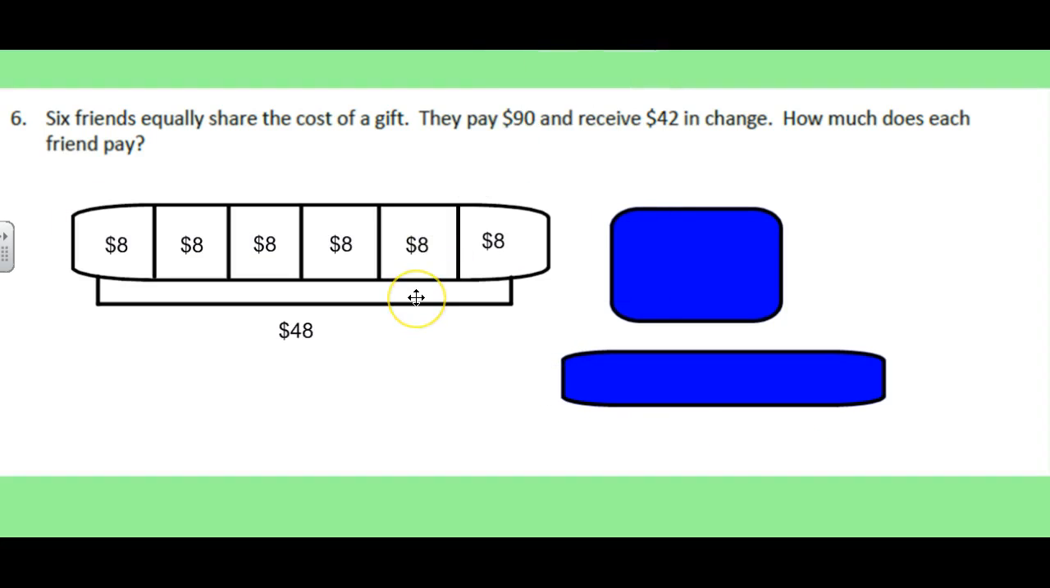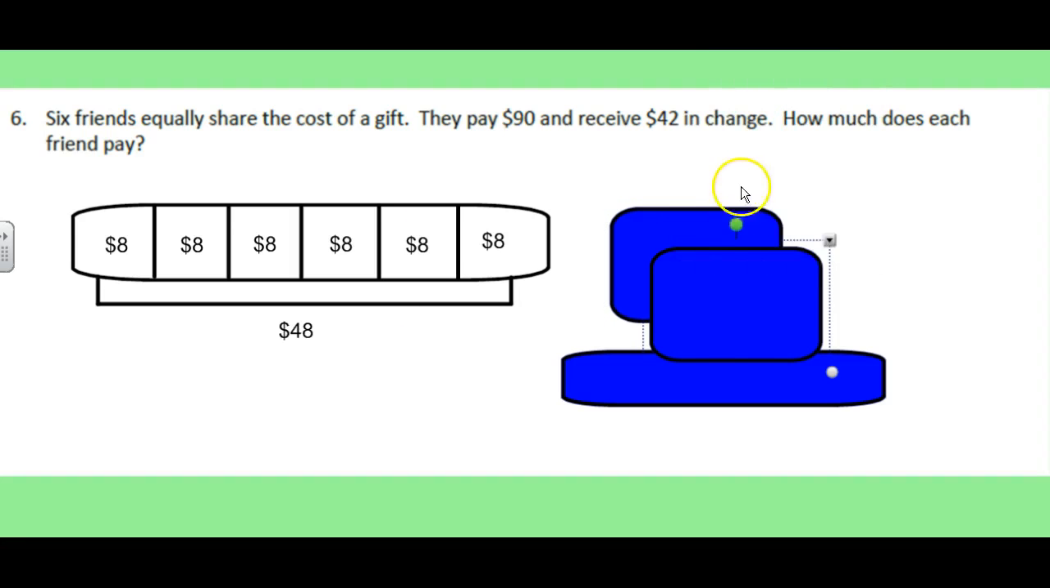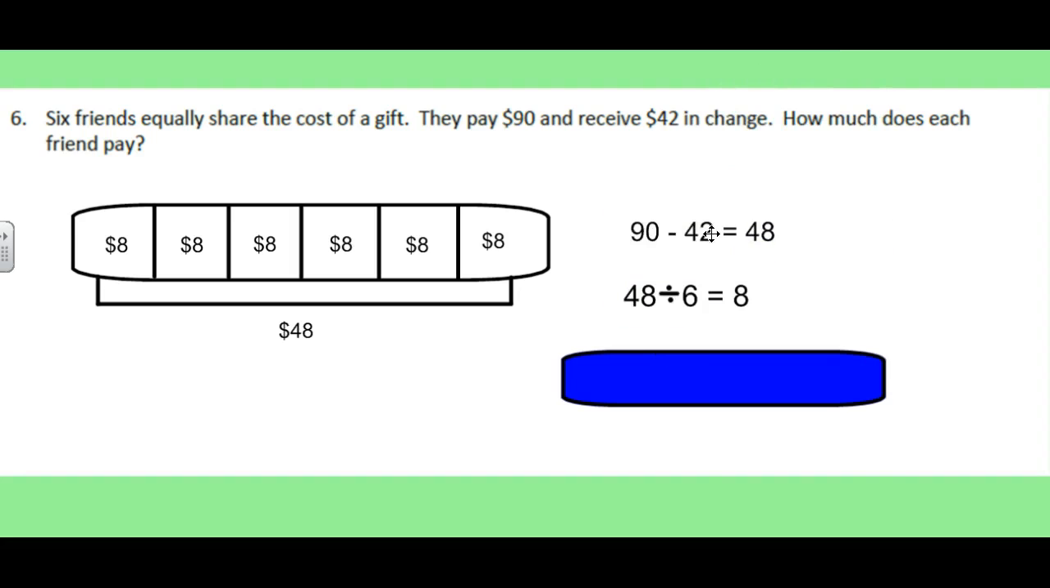Okay, I know that there are 6 friends, and I know that they are sharing the cost of a gift. That's why I have 6 sections. The first step I had to take was 90 minus 42 because they paid $90 and they got $42 in change. So I had to figure out how much they spent on the gift to begin with because it didn't tell me that. It just told me that they paid this and then they got so much back in change. So I had to take 90 minus 42, and that gave me 48.